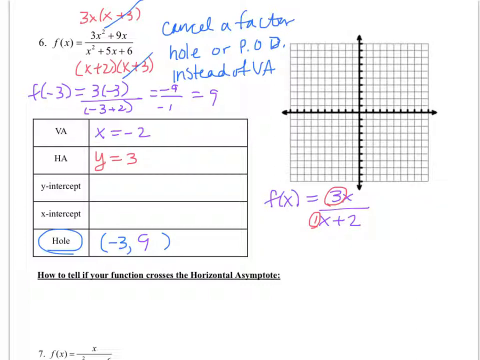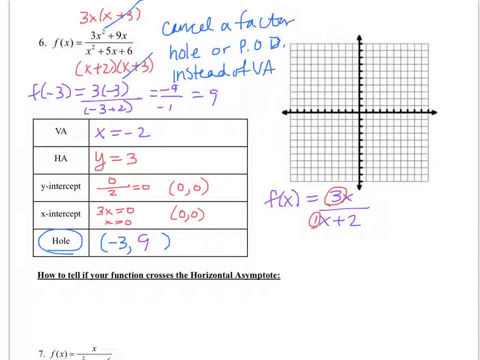For my y-intercept, I want to plug in 0 for x, so I will have 0 divided by 2, which is 0. And for my x-intercept, I want to set my numerator equal to 0, so 3x equals 0, x equals 0.